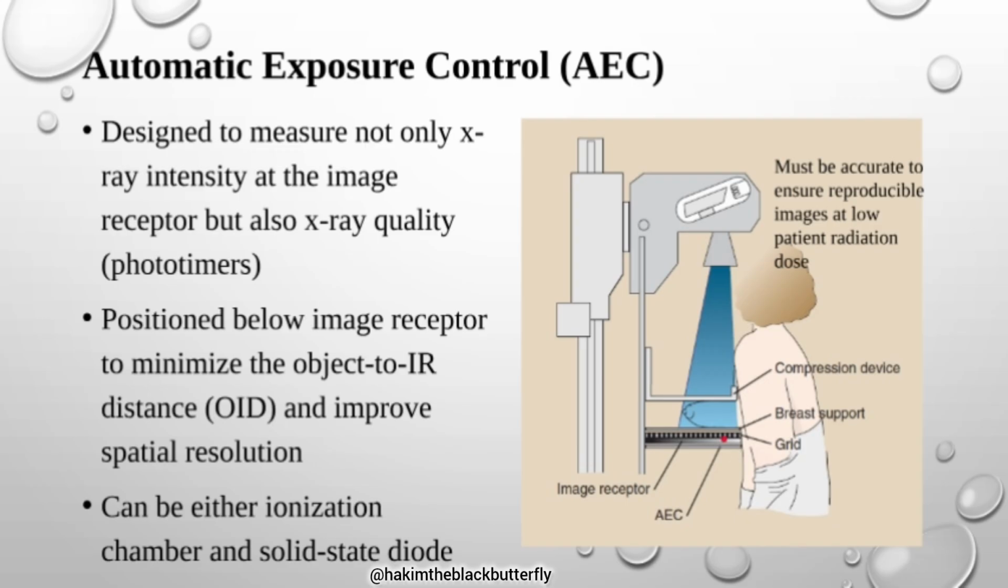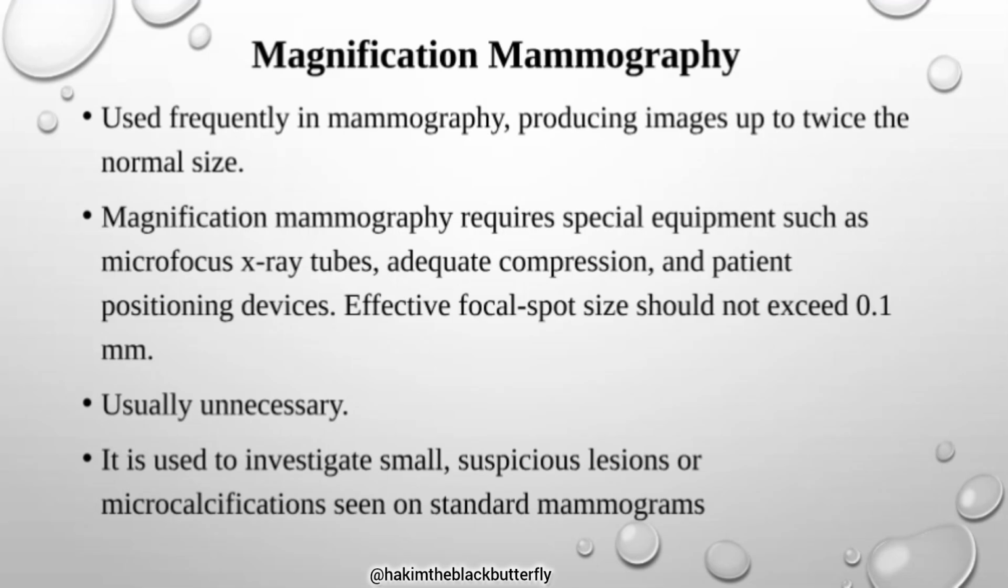So when radiation is going through the breast and through the detector, it can reach this automatic exposure control. This AEC will read the amount of radiation during exposure. When the desired amount has been reached, then it terminates the exposure. It is calibrated in such a way that if a certain amount of radiation has been reached, that amount is enough to create the desired quality of an image. Therefore, it terminates the exposure after that value has been reached. So it is either an ionization chamber or a solid state detector.